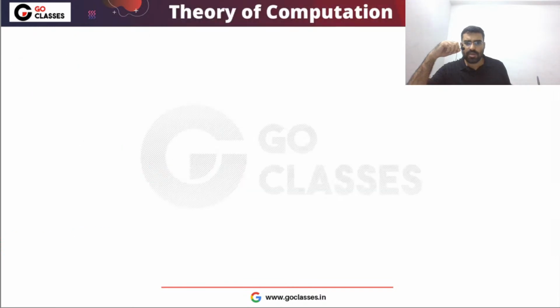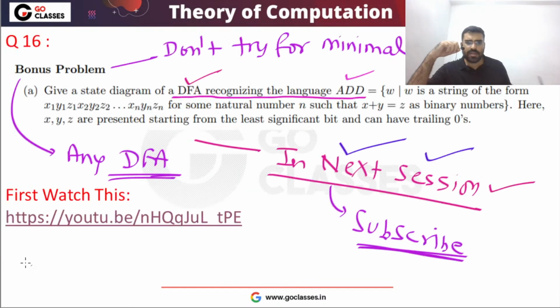Okay, now let's come back to the question. So the question is saying that this is your language. W is a string of the form x1 y1 z1 x2 y2 z2 ... xn yn zn for some natural number n such that x plus y equals z as binary numbers. Here x, y, z are presented starting from the least significant bit and can have trailing zeros.